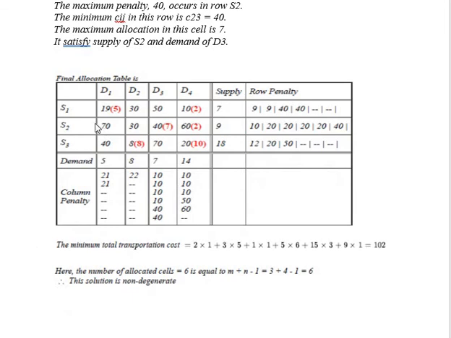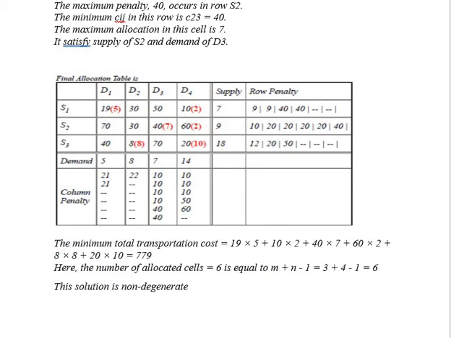So this is our final allocation table. Write down S1, S2, S3, D1, D2, D3, D4. Then write the row penalties, column penalties. You can write like this. Then these are the allocated values. Find the minimum total transportation cost, that we can calculate. This is our final allocation table.